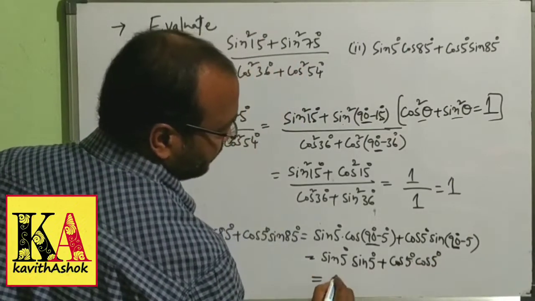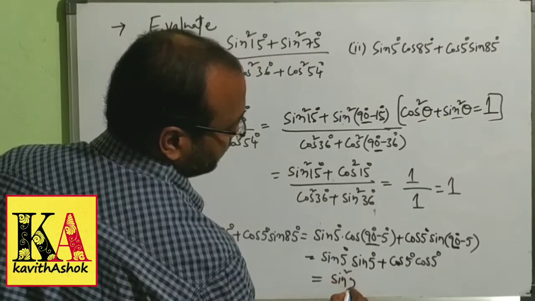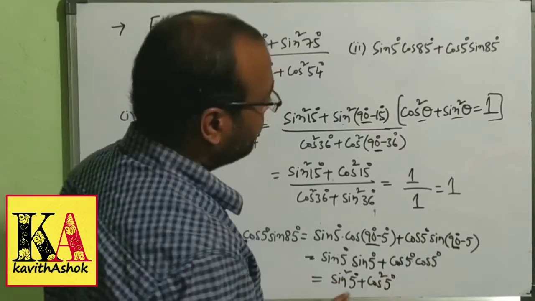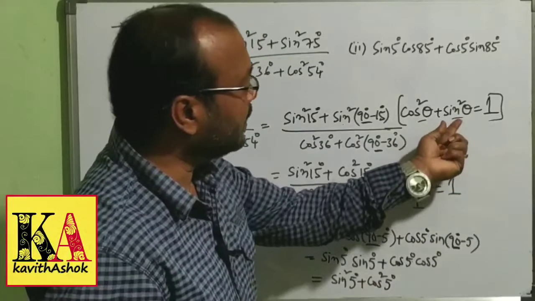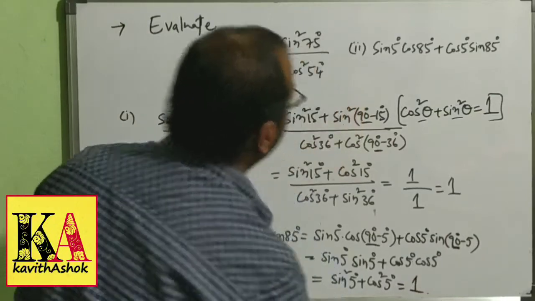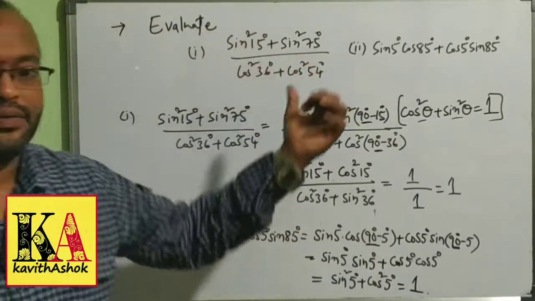Now sine 5 means sine square 5 degrees plus cos square 5 degrees. Again it is in the form of sine square theta plus cos square theta. Sine square theta plus cos square theta is 1. So this is also 1. Like this we can evaluate the given question.